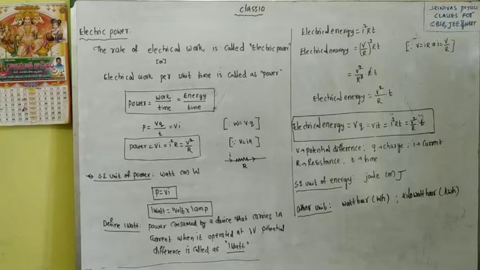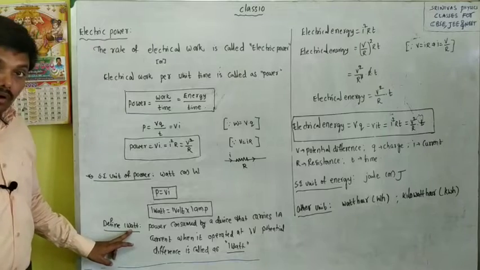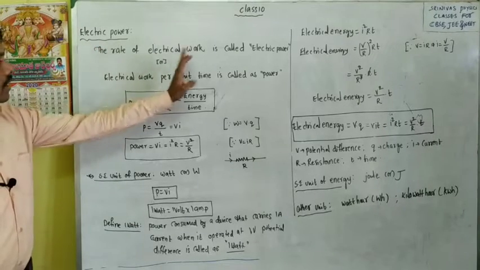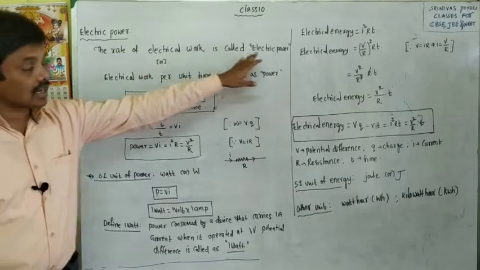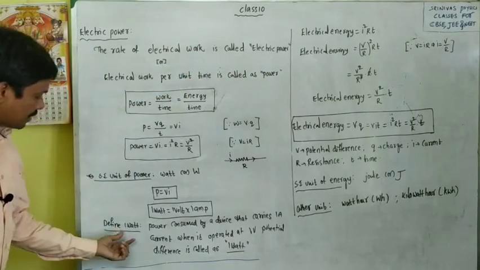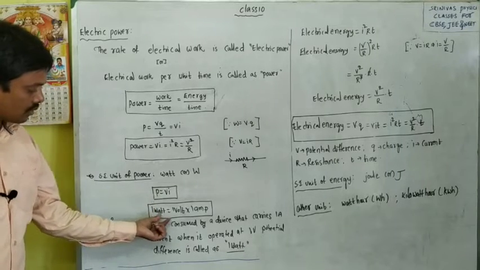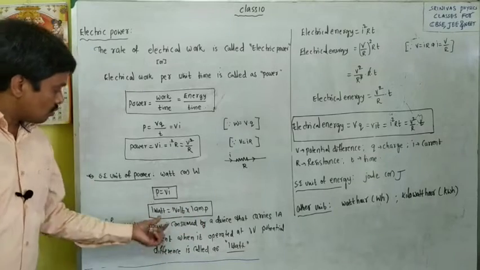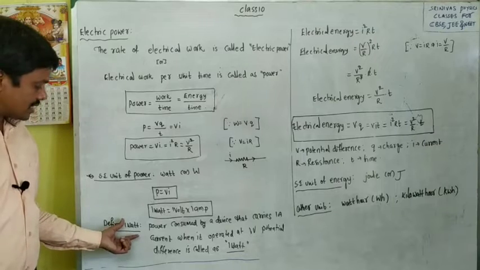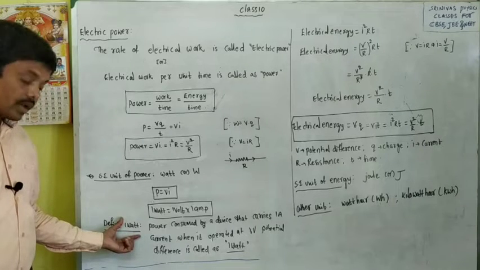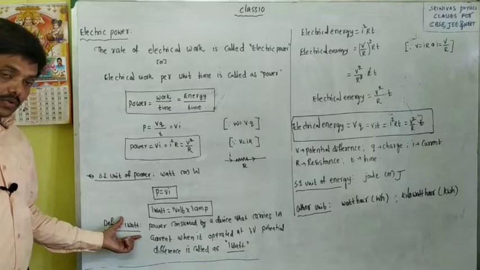Okay, once again I will tell the definition of power. Look at here. The power unit is 1 watt. The rate of electrical energy or the rate of electrical work is called electric power. And here the power unit is watt. Definition of 1 watt: 1 watt equal to 1 volt into 1 ampere. 1 volt is the potential difference, 1 ampere is the current. For example, when we say that the power is 1 watt.